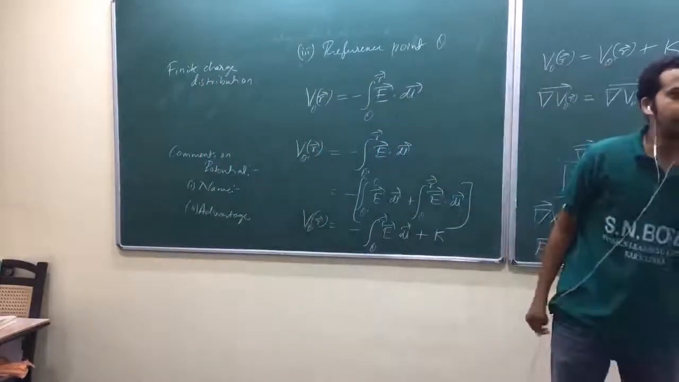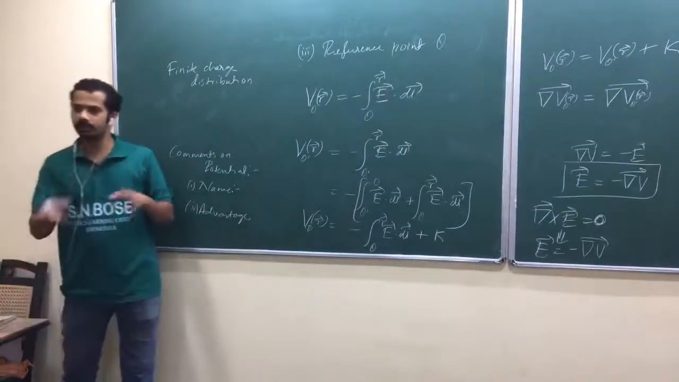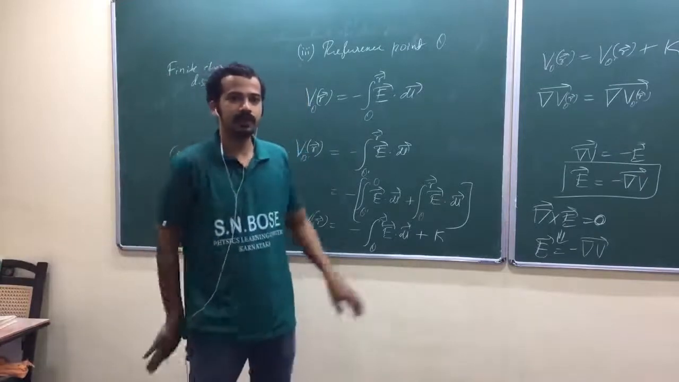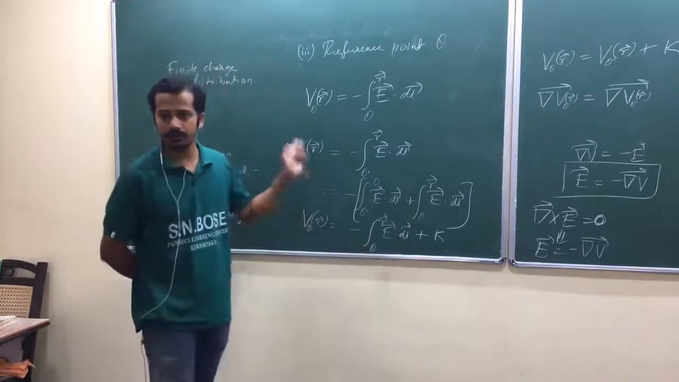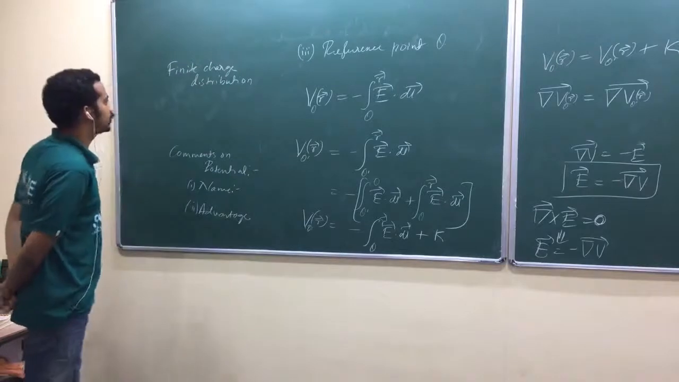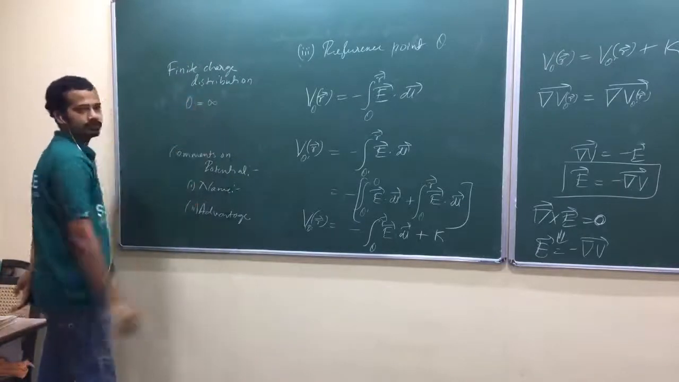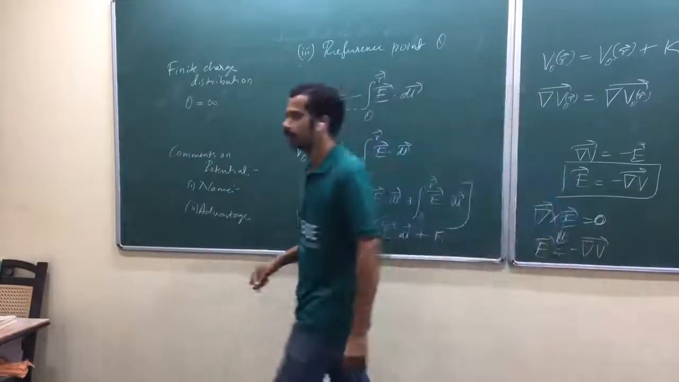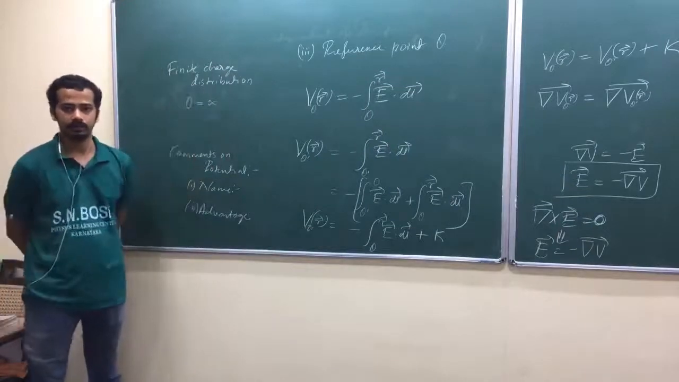For finite charge distribution, what do you mean by finite charge distribution? Point charges, a collection of point charges, a solid sphere which is charged like that. Our infinite plane is not a finite charge distribution. Yesterday evening we took the electric field due to an infinite plane. Am I right? That's not a finite charge distribution. For finite charge distribution, we will take our reference point as infinity. That's our choice, remember. There is no logic why we have chosen like that.